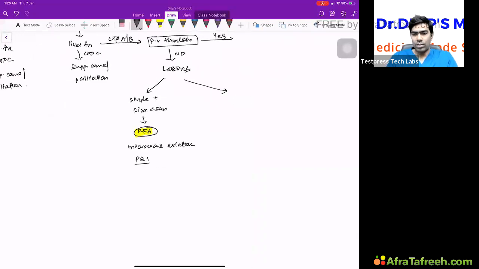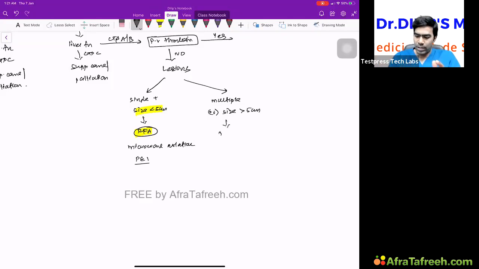Then if the tumors are multiple, or if the size of the tumor is more than 5 centimeters, we cannot put it under RFA. It will be exceeding the RFA window. That's why size more than 5 centimeters cannot be treated with RFA. For this patient, TACE is going to be the best option.